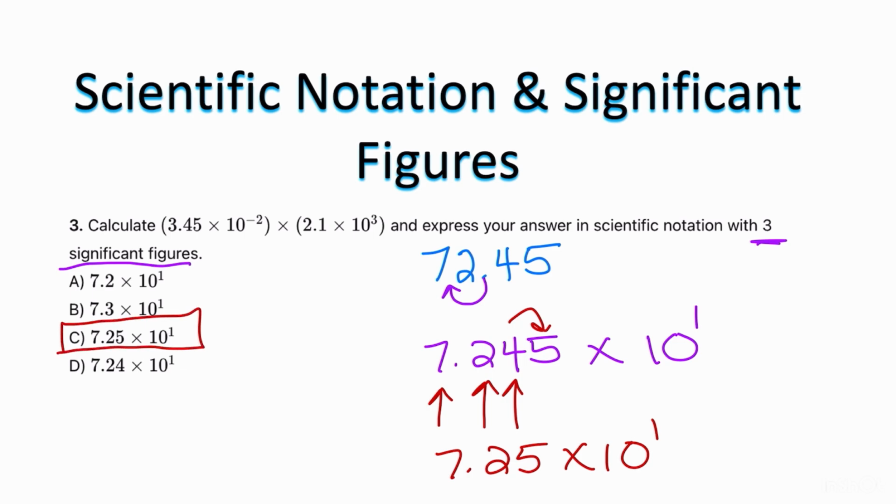So the answer is C. And again, this is something that in the calculator, if you change it to scientific mode and you go from floating to 2 decimal places, you're always going to get the correct answer in scientific notation to three significant figures, but you have to remember to switch it back.